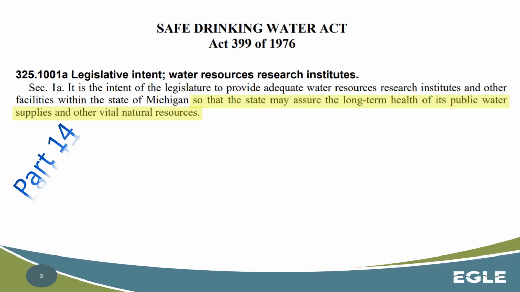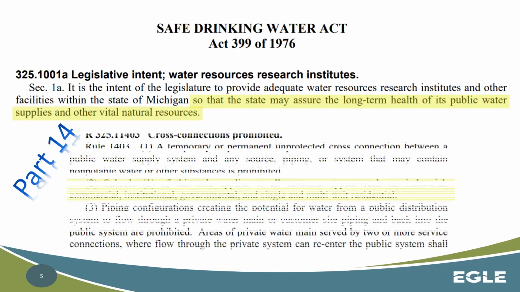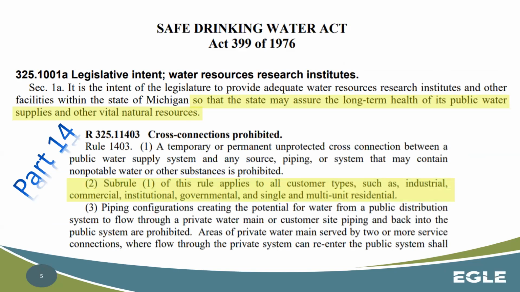So to start, again, why residential? Why has this been coming up? Well, the truth is, it's actually been there from the start. It has certainly gotten more attention recently, but going all the way back to 1976, when the statute was enacted, we had within the sub-rule that cross connections are prohibited, and this applies to all customer types, such as industrial, commercial, institutional, governmental, and single and multi-unit residential. It has been out there.